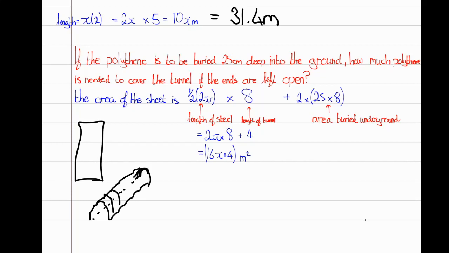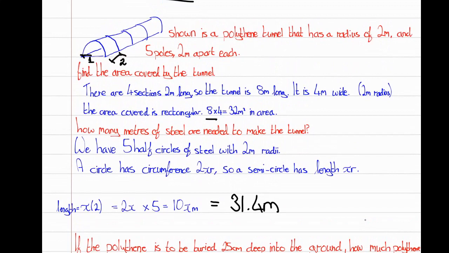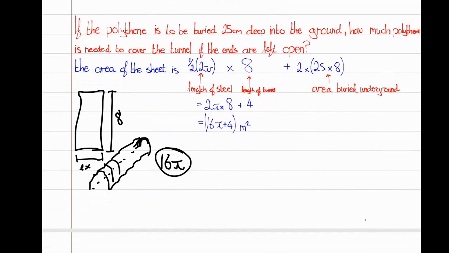So we know that the length of this here is 2 pi. We know that the length here is 8 from back here. So then we have 16 pi as the width of this. So then we have 16 pi as the area of the sheet that we can see above ground.